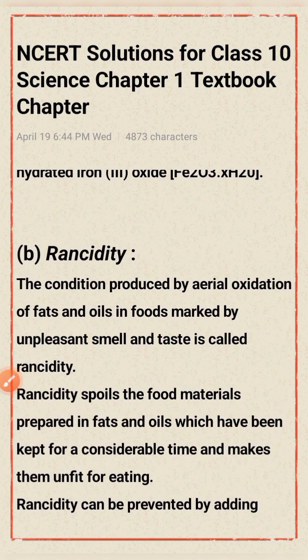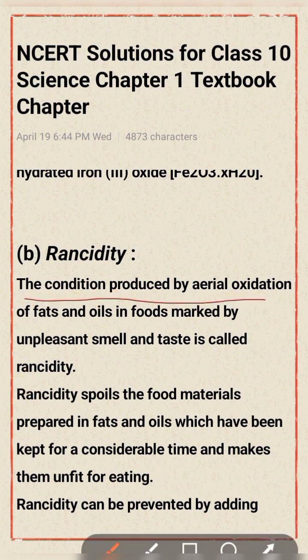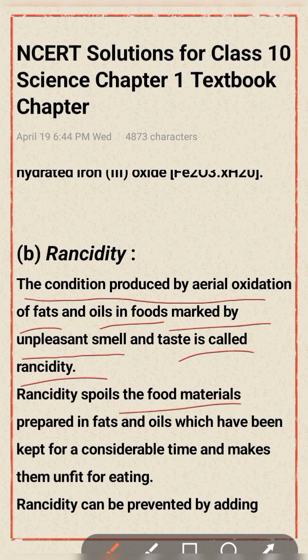Next part, rancidity. The condition produced by aerial oxidation of fats and oils in foods, marked by unpleasant smell and taste, is called rancidity. Rancidity spoils food materials prepared in fats and oils which have been kept for a considerable time and makes them unfit for eating, that is, not suitable for eating.